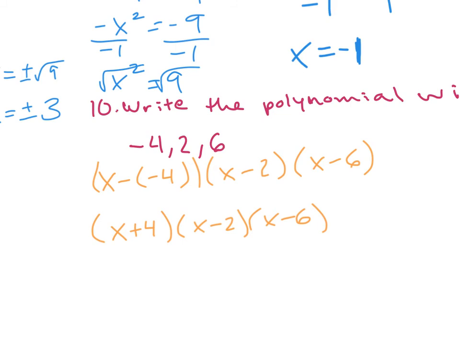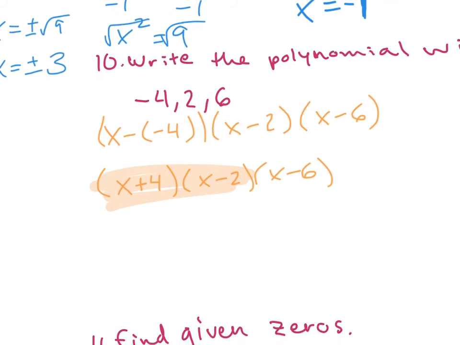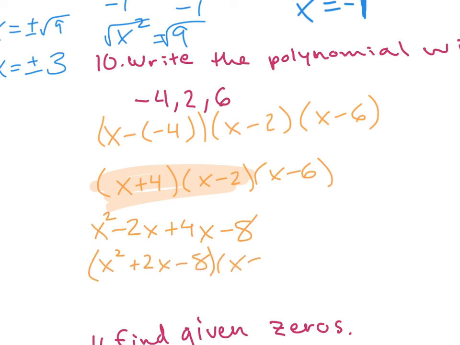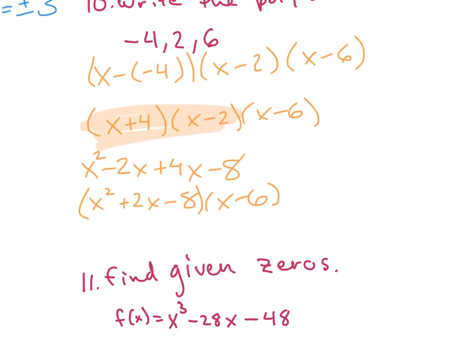FOIL. We just take two things, FOIL them out, and then we'll multiply the last one together. So we have x times x, which is x squared, x times negative 2, negative 2x, 4 times x is plus 4x, and then 4 times negative 2 is negative 8. We can simplify this, so we have x squared plus 2x minus 8, and then we need to multiply this times x minus 6. We just have to make sure that all three things get multiplied to each other. It doesn't matter what order we multiply them in because we'll end up getting the same thing.